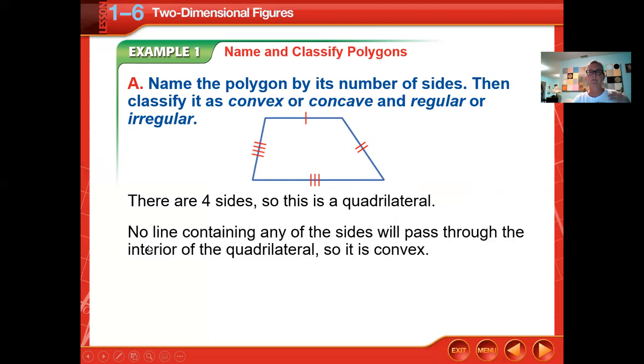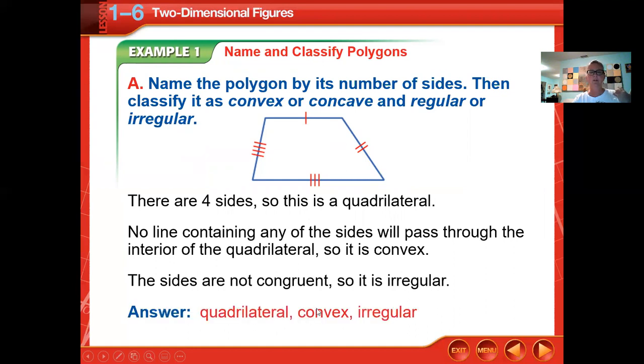I'll let you read that. Push pause if you need to. Regular or irregular. None of the sides are the same length, so it's irregular. Quadrilateral, convex, irregular. That's the name. That's how you can classify and name that polygon.